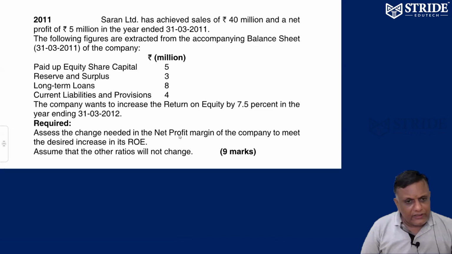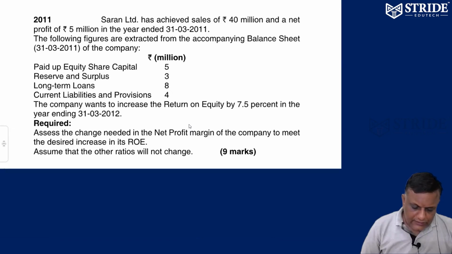Suppose the net profit margin they want to change. To meet the desired increase in ROE, automatically, what are the things we have to change? What is the change needed in the net profit margin, especially to increase ROE by 7.5%? Whatever the ROE is now, they have to increase it.